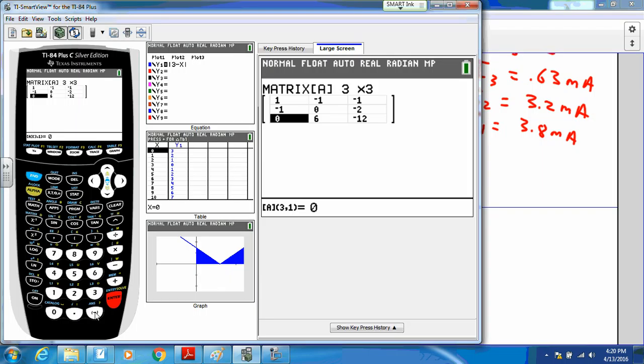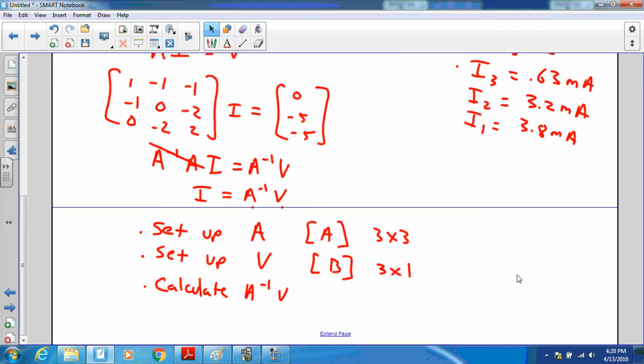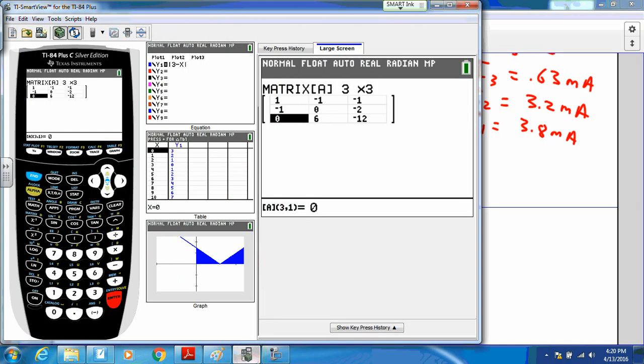And then I'm going to enter my third row, which is 0, negative 2, positive 2. If you have your calculator at home, and you should, then follow along and make sure that you're able to do what I've done here. That sets up my coefficient matrix.